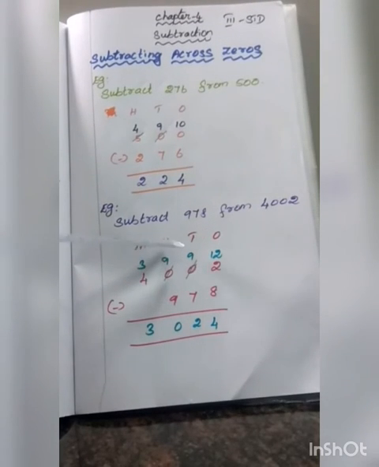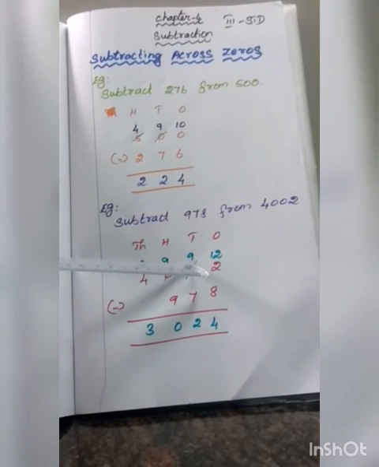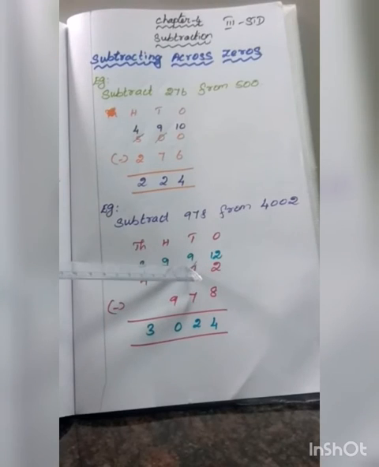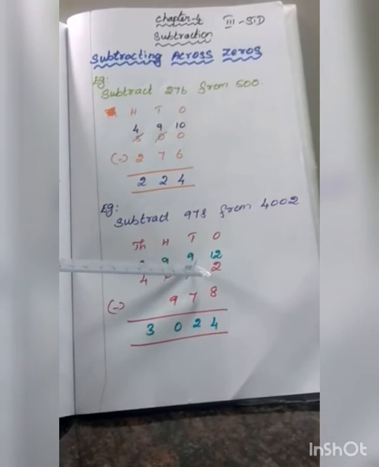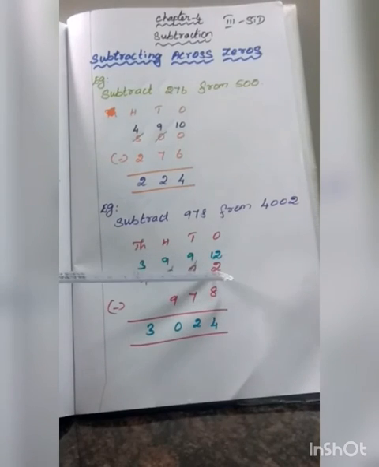Now you bring the borrowed 1 from the hundreds place to the tens place. Already in the tens place 0 is there, so it becomes 10. Among this 10 I have to borrow 1 from the tens place, so 10 minus 1 is 9. You strike out 0 and write 9. Now you have to borrow this 1 to the ones place. Already ones place 2 is there, so that 2 becomes 12.